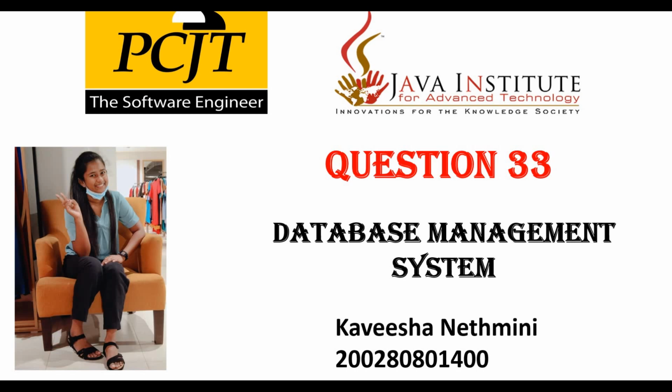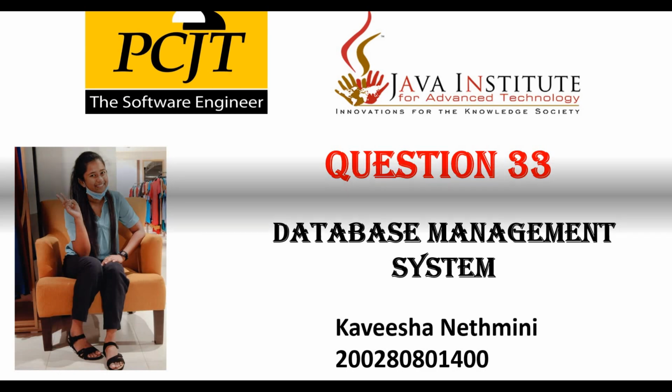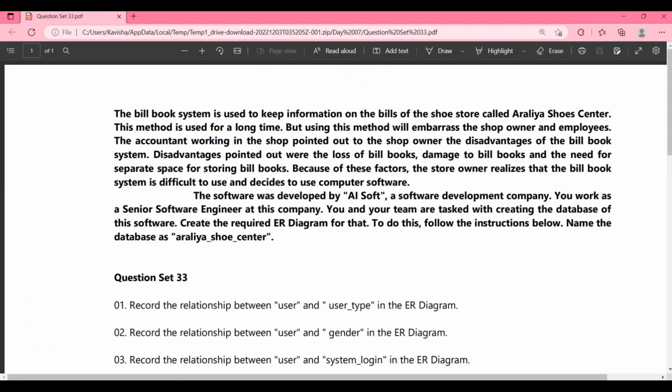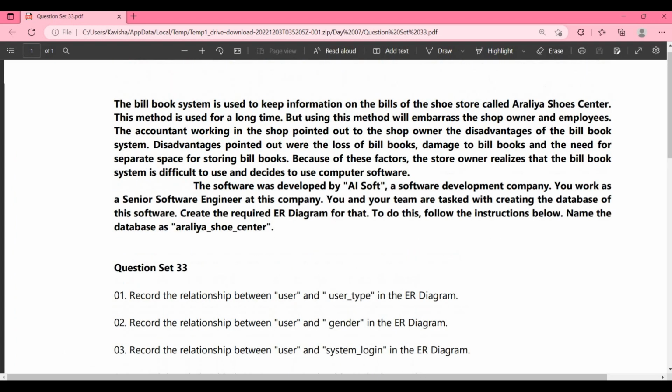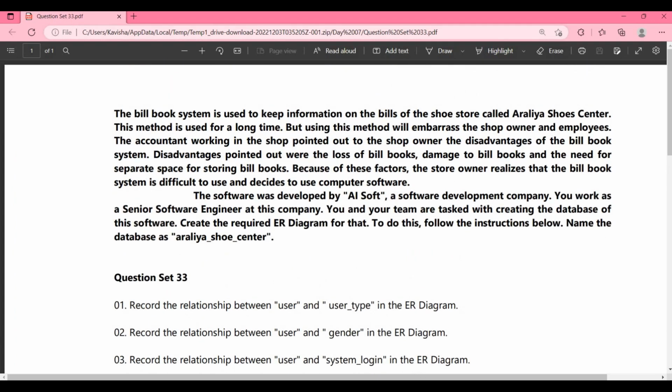Hello everyone. Today I am going to discuss the 33rd question of database management system. Let's see the question. Here's the question set 33. So here's the scenario, but the scenario is same as in the question set 31. I will explain the scenarios simply.